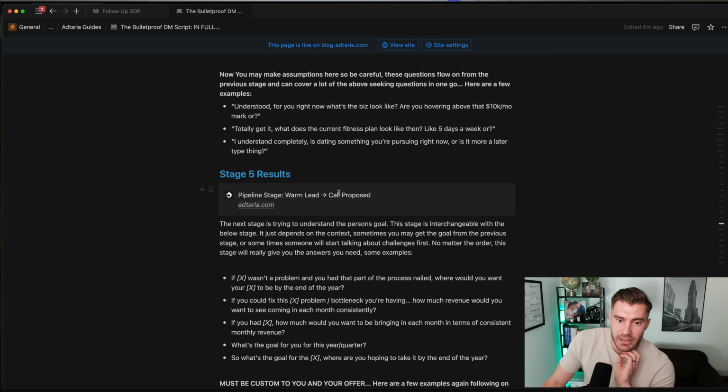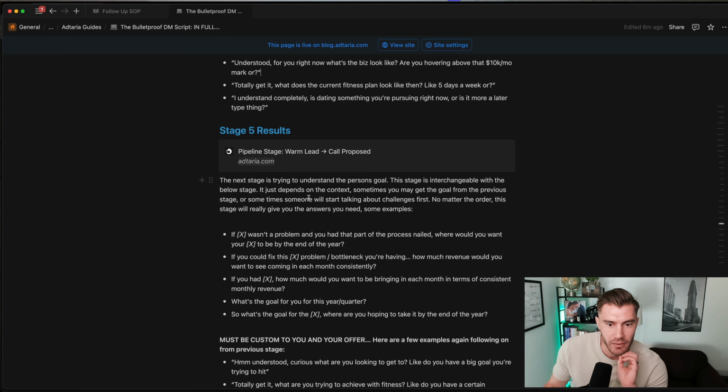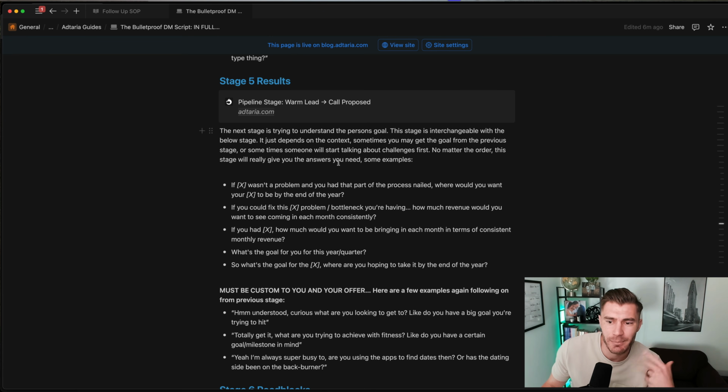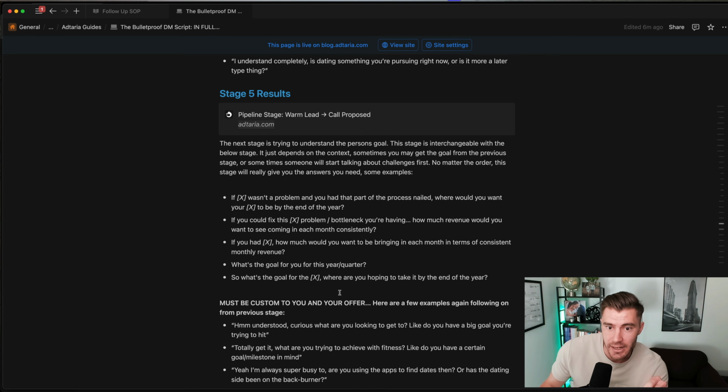Now we're in the results stage. Ultimately, they should be a warm lead at the moment. You've had a good couple of conversations. We want to progress them to book a call, or to present your offer when you get the chance. We want to understand the person's goal. Now, this stage is interchangeable with the roadblock stage. You could go reality, roadblock, results.